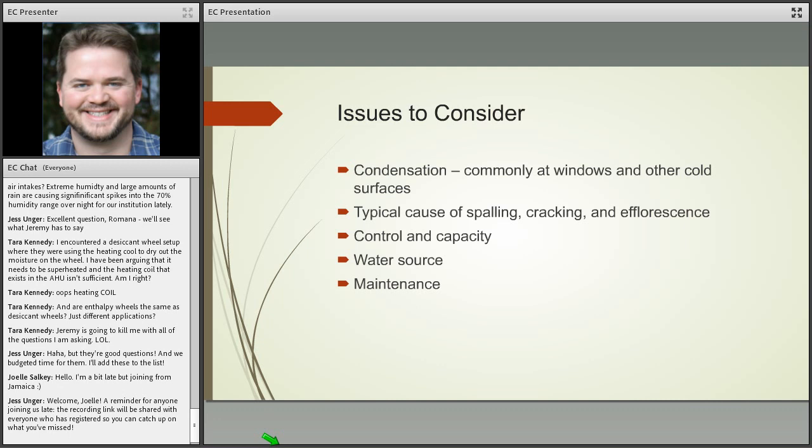Issues we talked about last time in historic envelopes, thinking about issues of spalling, cracking, and efflorescence. If you have humidification in an historic building, oftentimes it's not a matter of if you will run into these problems, but simply a question of when. And you have to monitor your environment carefully to find out whether or not you're running into that issue and monitor the building structure as well.